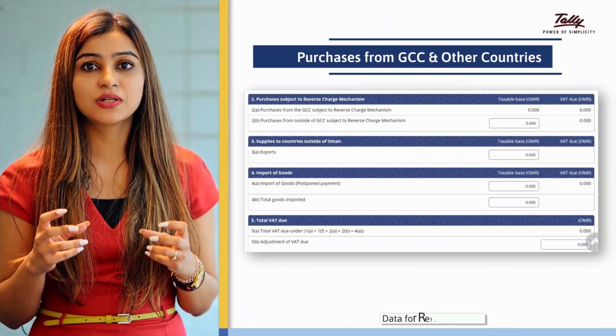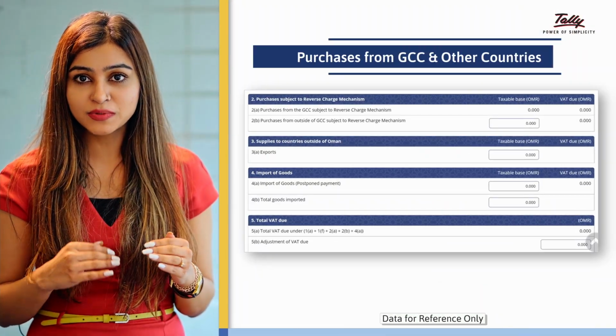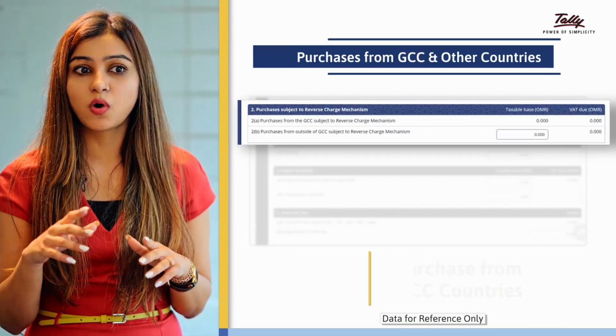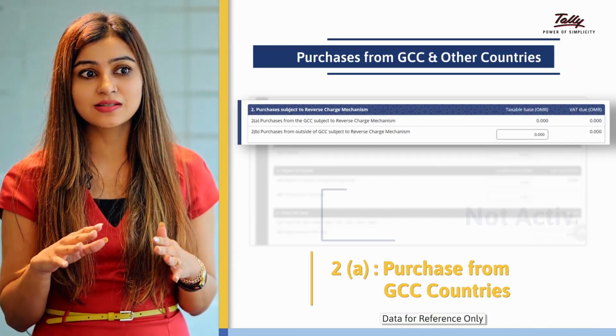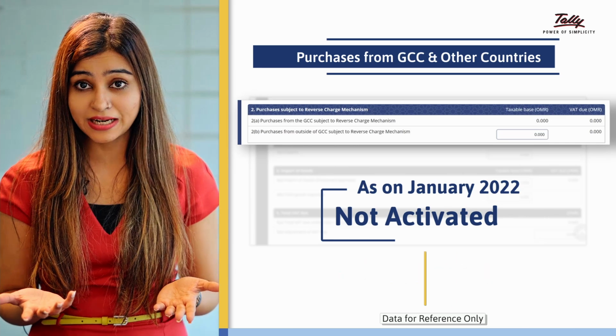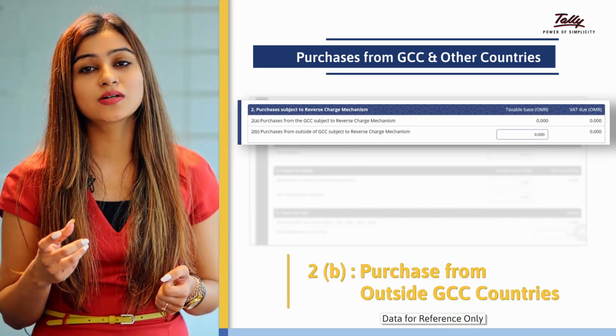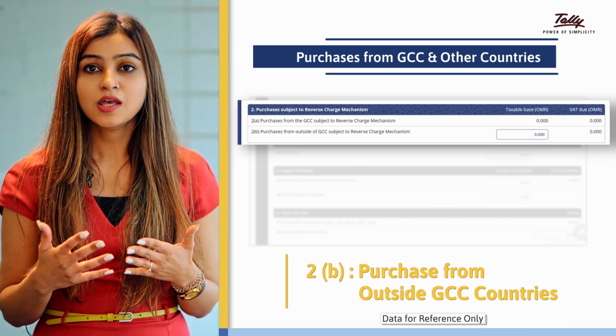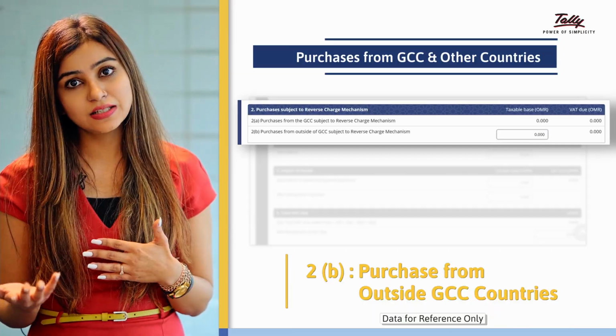Box 2 talks about the purchases made from the GCC countries and the other countries. Are these goods or services? Let me be clear here. It includes the purchases of services from the GCC countries to be covered under box 2A, which is not yet activated since the GCC rules are not applied yet. And box 2B talks about the purchase of services from countries other than the GCC countries.